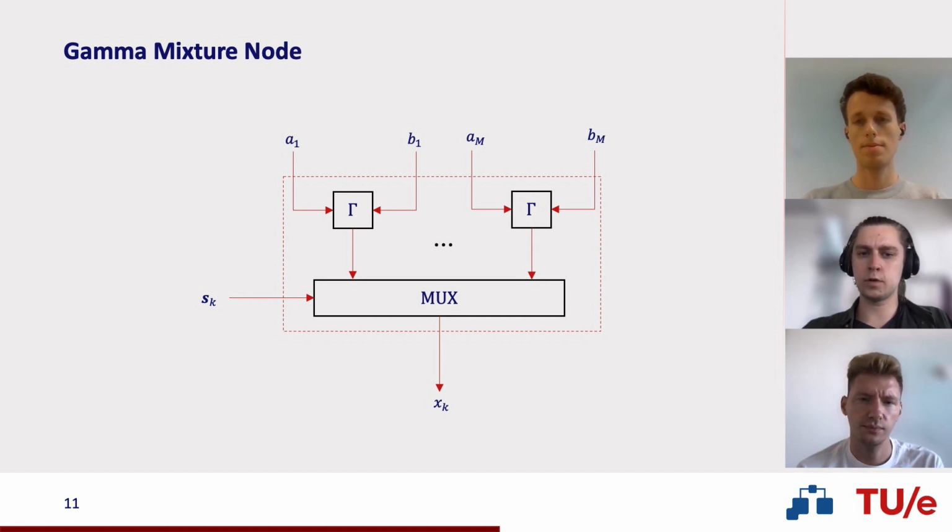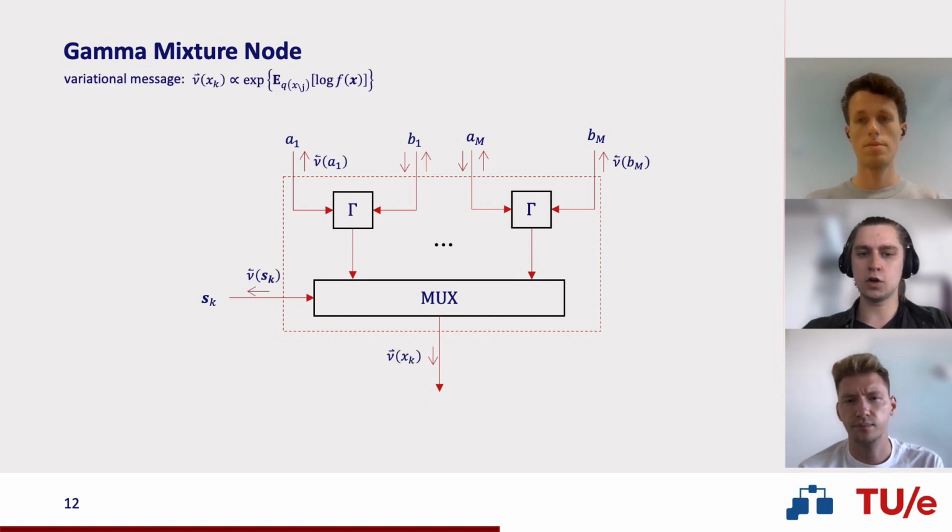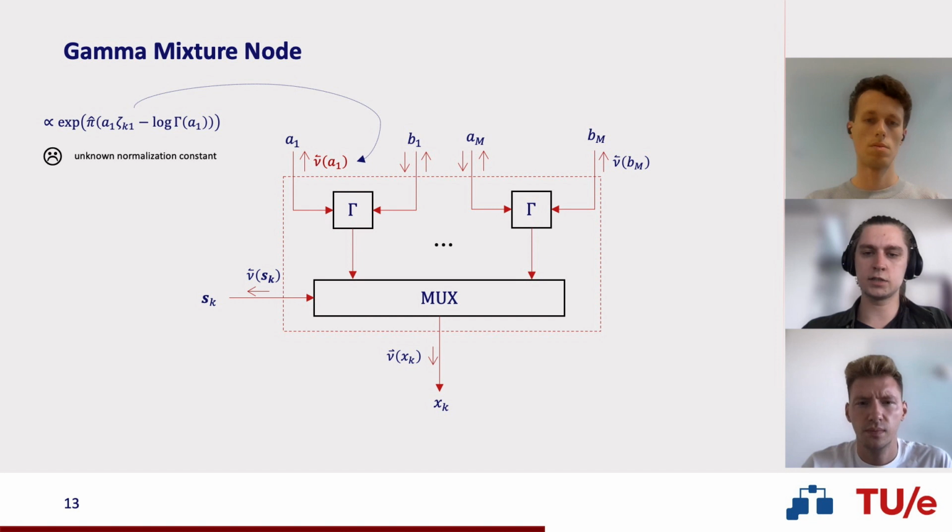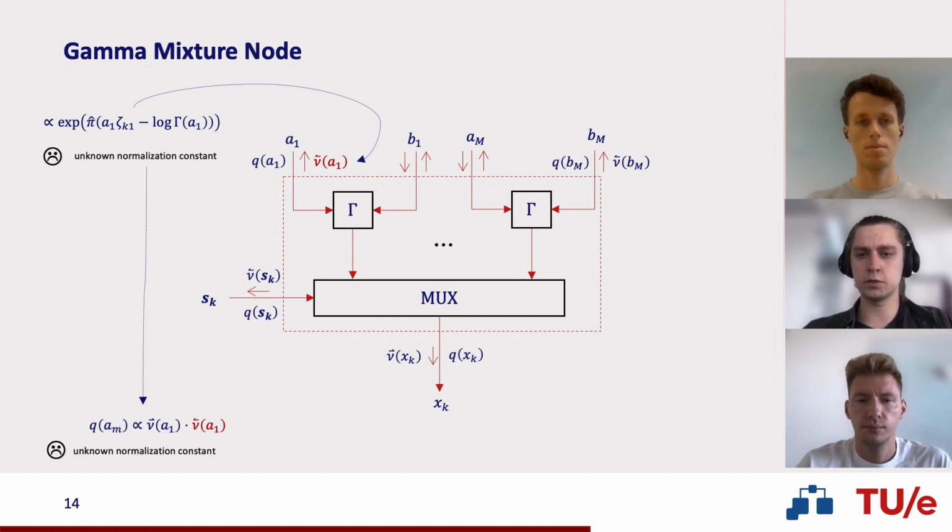What if we perform approximate Bayesian inference with variational message passing? It optimizes free energy functional, and we can also verify if our method converges. But there's a problem. The gamma node does not have a closed form solution for the normalization constant of the variational messages towards the shape parameter alpha. It would be difficult to compute a closed form solution for the normalization constant of the posterior marginal over the shape parameter.